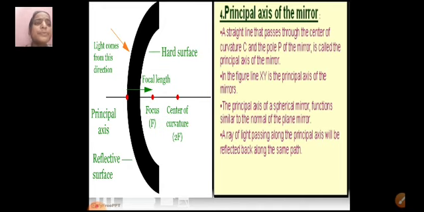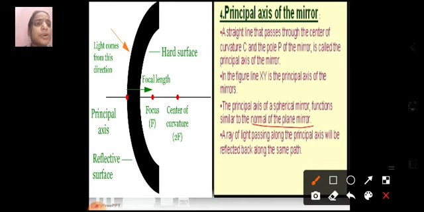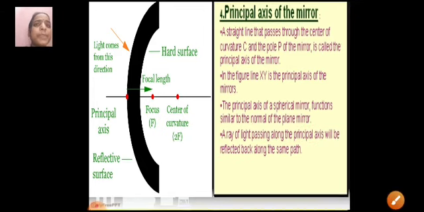Now next, the principal axis of the mirror. A straight line that passes through the center of curvature and the pole of the mirror is called the principal axis of the mirror. Here in this picture you can see the line XY is the principal axis. The principal axis of a spherical mirror functions similar to the normal of a plane mirror. A ray of light passing along the principal axis will be reflected along the same path.